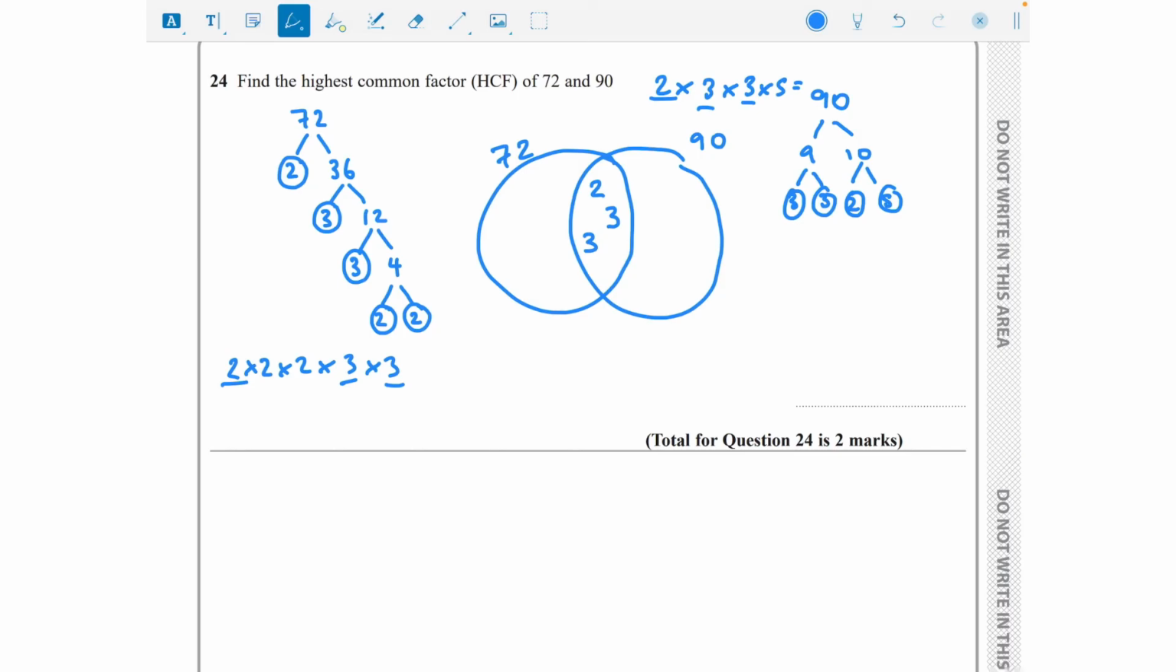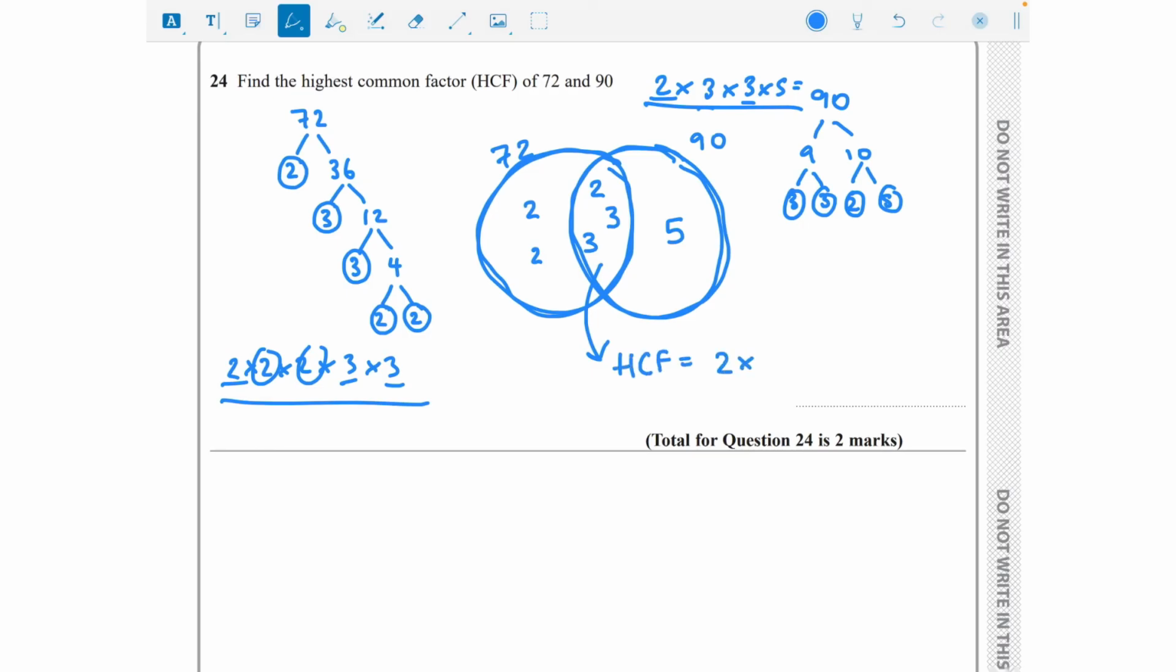And then I've got 5s left over here, but no 5s on the other number. And I've got a 2 and a 2 left on these that can't go in the middle. So now this circle is complete. It makes the numbers I had here. And this circle is complete and it makes the numbers I had here. If we've got numbers in the middle, we times those together to get the highest common factor. So the HCF is 2 times 3 times 3. 2 times 3 is 6, times that by 3, and that is 18.